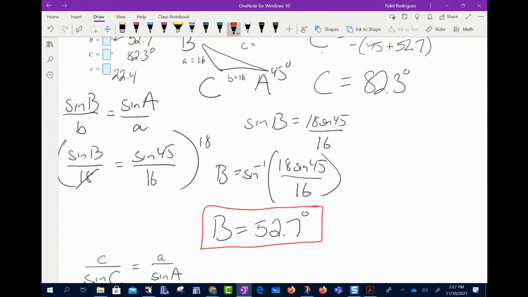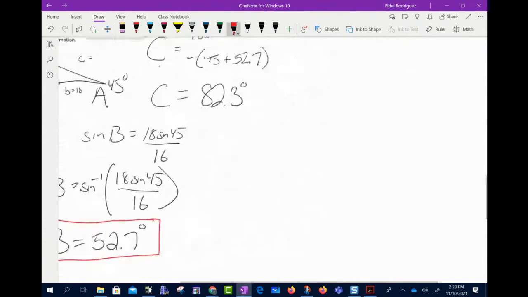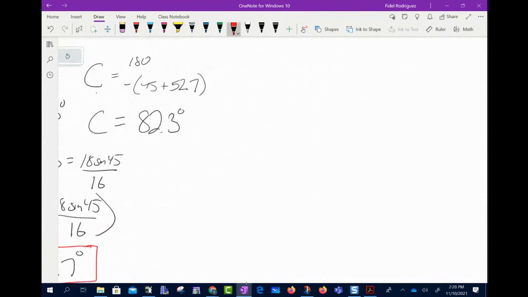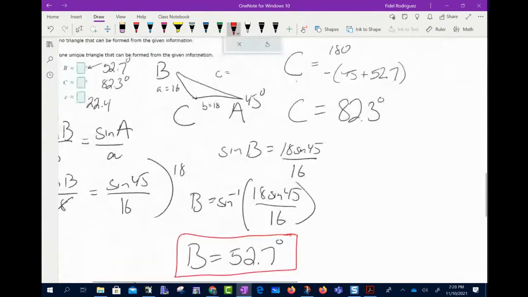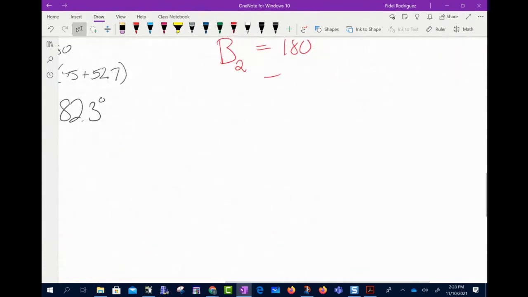Okay, so that told me that my angle was a positive angle, right? In which quadrants is the sine positive? 1 and 2, right? So it's possible that we could have a second triangle in the second quadrant. The way we would figure that out, I'm just going to make this up. I'm going to call this angle B2. I'm going to take 180 and I'm going to subtract off the angle that we found, which was 52.7.